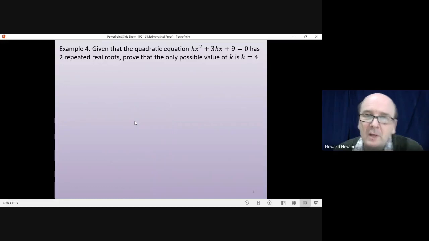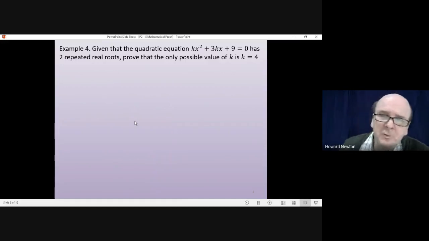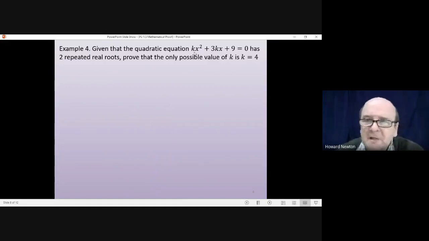Question 4, again, a very different type of question this. Given that the quadratic equation kx squared plus 3kx plus 9 equals 0 has 2 repeated real roots, prove that the only possible value of k is k equals 4. So we've got a quadratic equation. There's a value k that we don't know, but we're told that the equation has got 2 repeated roots. And we have to prove that the only possible value of k is k equals 4.